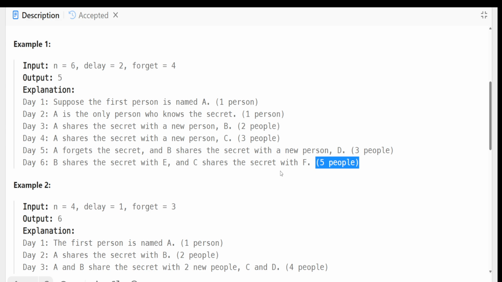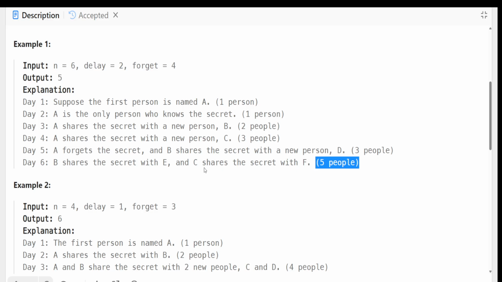So basically we look at a window of previous days, right? And we can say what? We can say day minus forget plus 1 and day minus delay. So this is the range; the previous days are from day minus forget plus 1 to day minus delay. This is the previous days in between. So this is a sliding window approach, which we can move every day forward. We can use the prefix sum also.